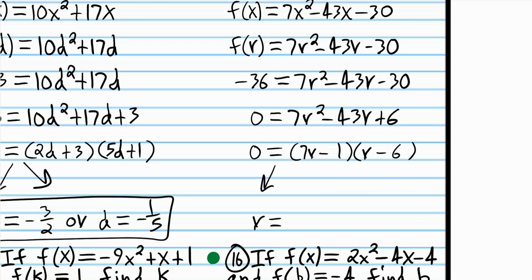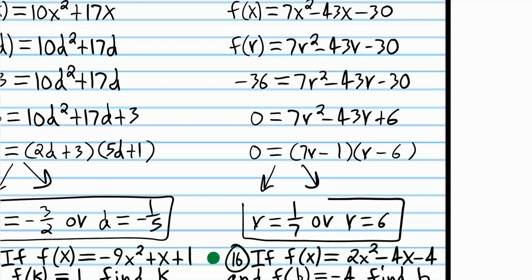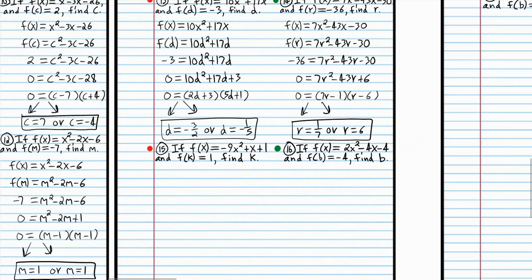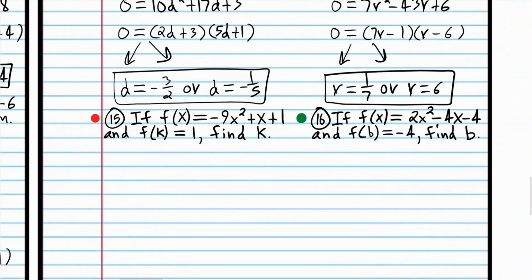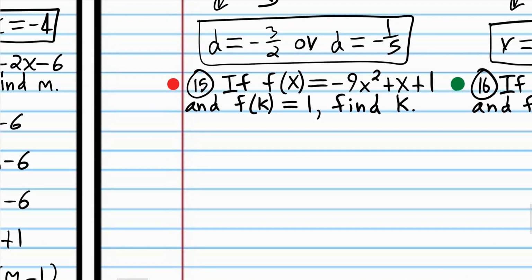So r is going to be 1/7, or r can be 6. Okay, if you got that right, excellent. So let's try number 15.